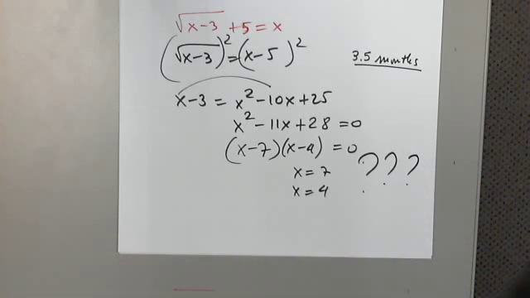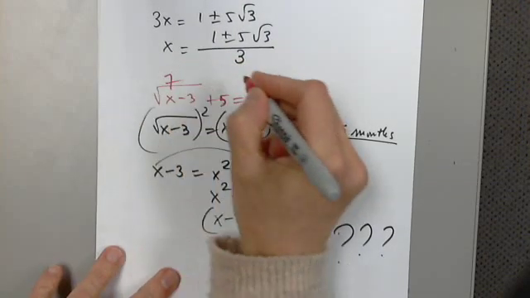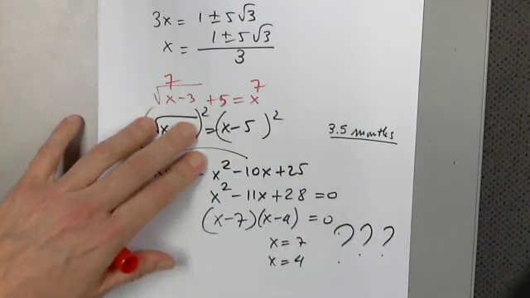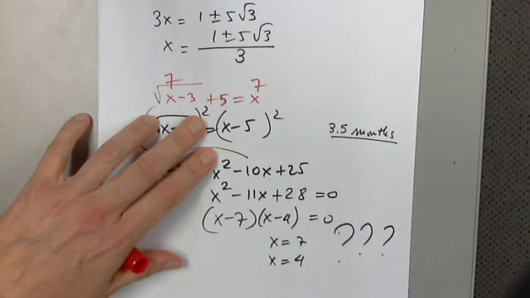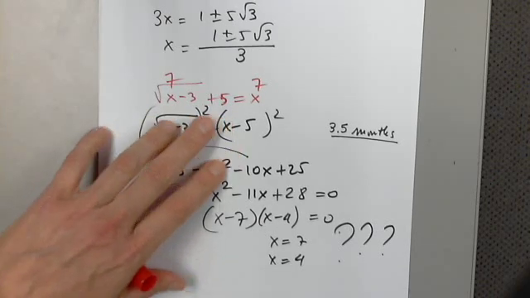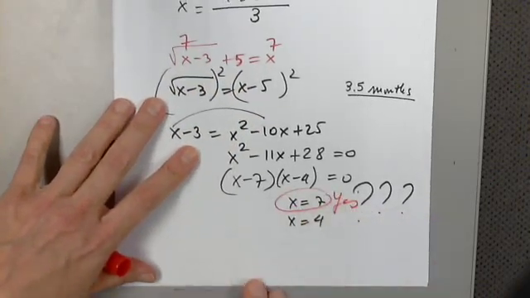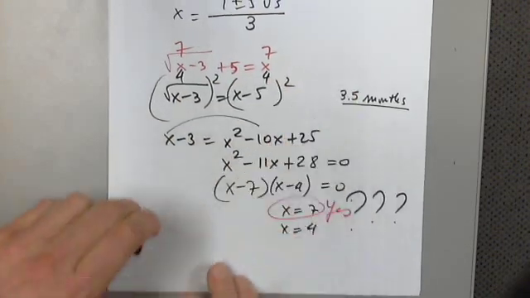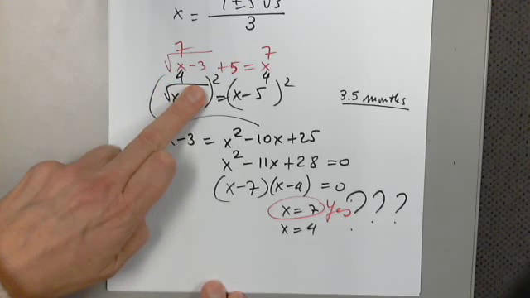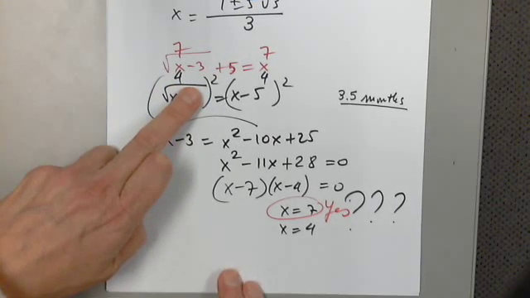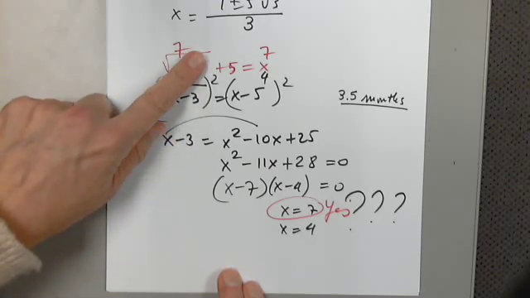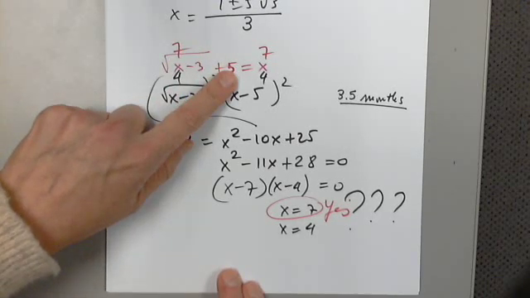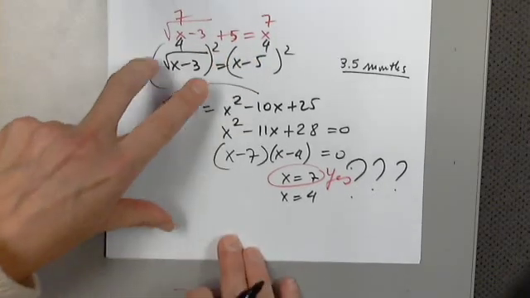Now, checking is part of the problem, part of the solution. I have to go back and check. So let's check 7. 7 minus 3. The square root of 4. 2 plus 5. So that's a yes. Now I have to check 4. Let's check 4. 4 minus 3. 1. Sorry about that. Square root of 1. 1 plus 5. Is it 4? No.